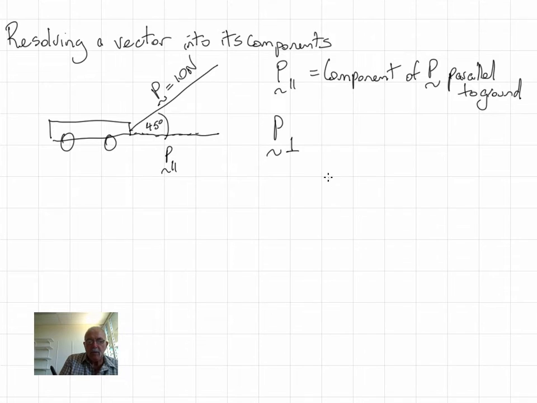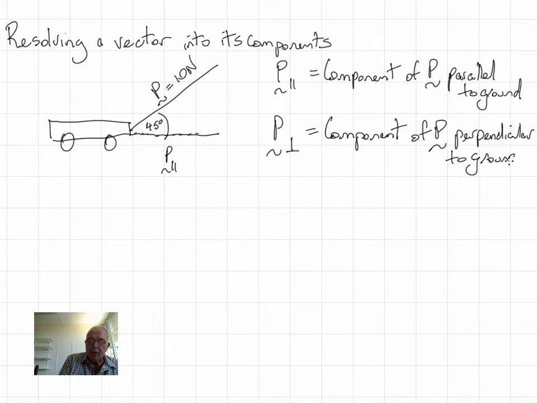The other component would be perpendicular to the ground, and we will call that P perpendicular, with a little perpendicular symbol there. So that's the component of P, the part of P that is perpendicular to the ground. So that will be that one there. So that's vector P parallel, that's vector P perpendicular.